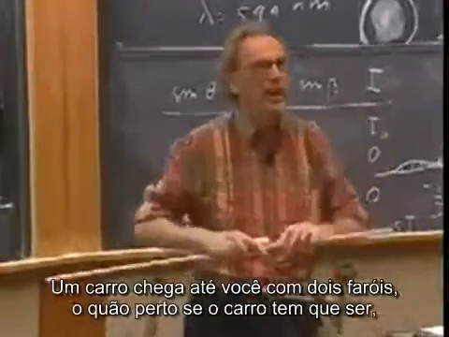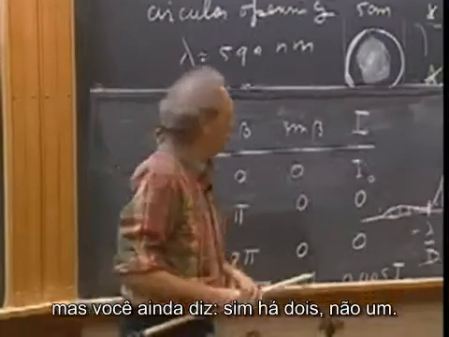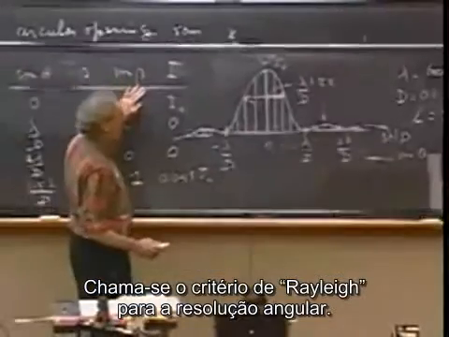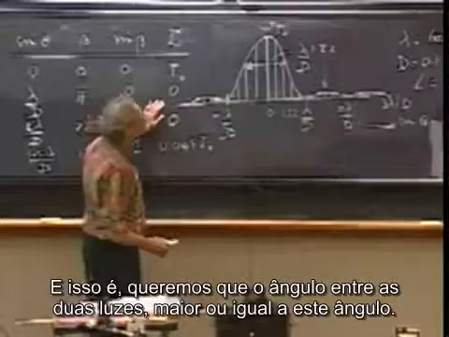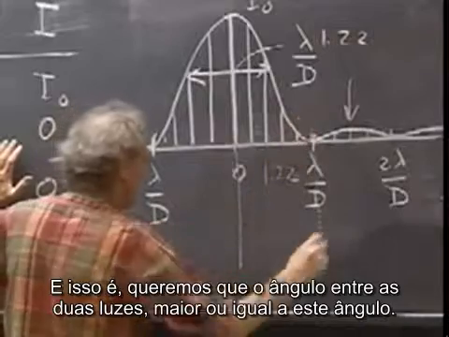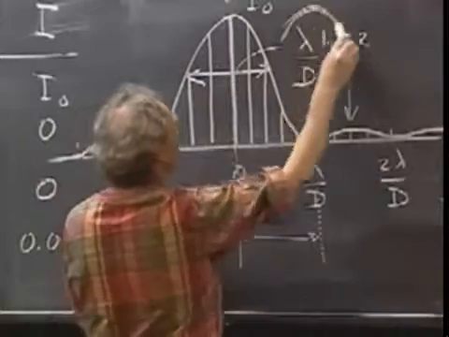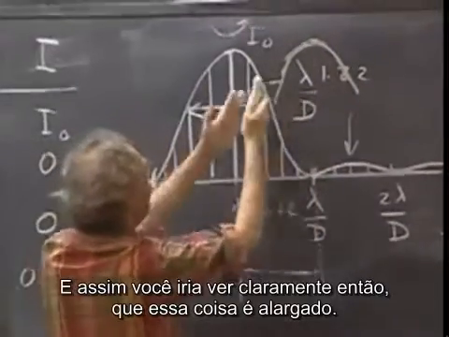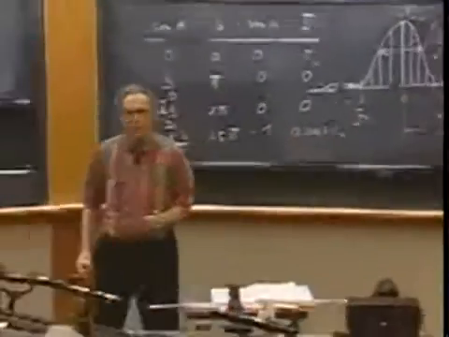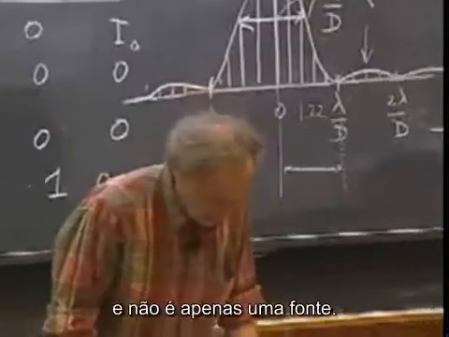A car comes to you with 2 headlights. How close does the car have to be that you still say, yeah, there are 2 and not 1? Well, that is a criterion which is a little bit arbitrary. It's called the Rayleigh criterion for angular resolution. We want the angle between the 2 lights larger or equal to this angle, so that the maximum of the second light would fall here. And so you would clearly see then that this thing is broadened, and you may even see a little dip in that curve. So on your photographic plate, you would really be able to say, yeah, there are two sources, and not just one source.